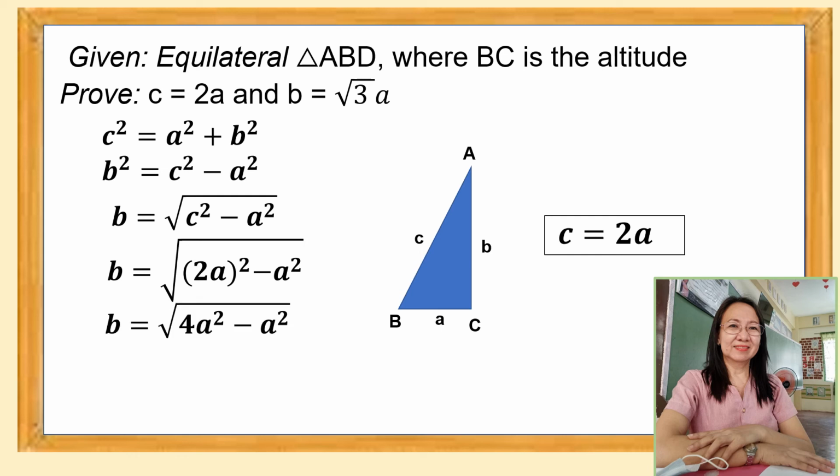So the square of 2A is 4A squared. Then 4A squared minus A squared is 3A squared, under the square root. And getting the square root of A squared, which is a perfect square, we will arrive at B is equal to A times the square root of 3. And this is what we have to prove. So actually this kind of proving is in a mathematical form. That is another way of checking or proving our formula.